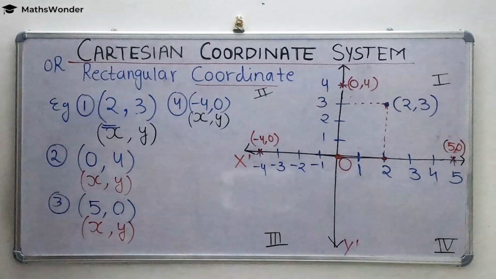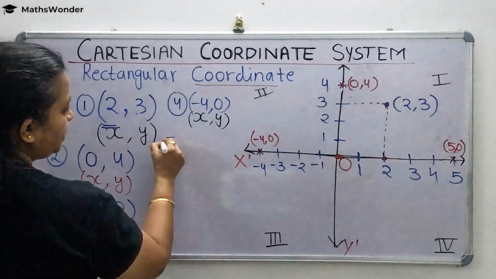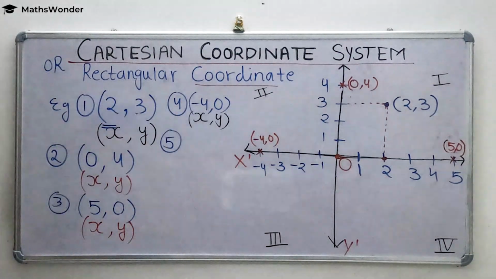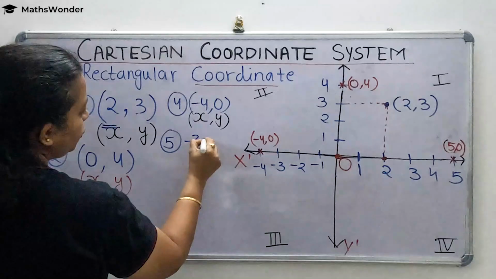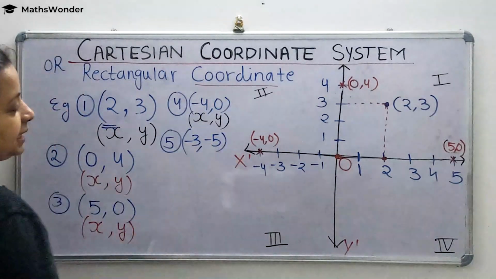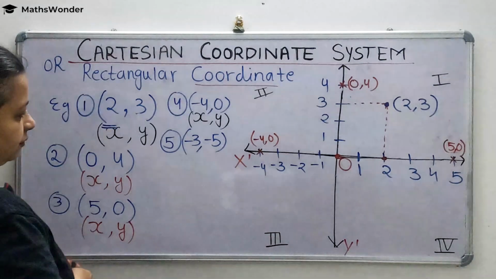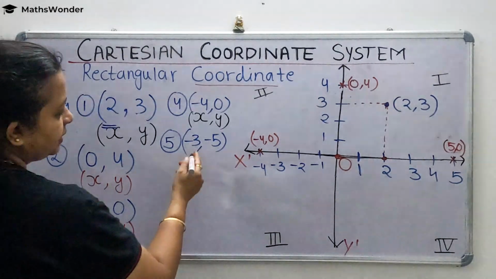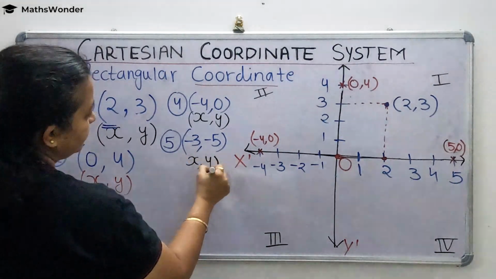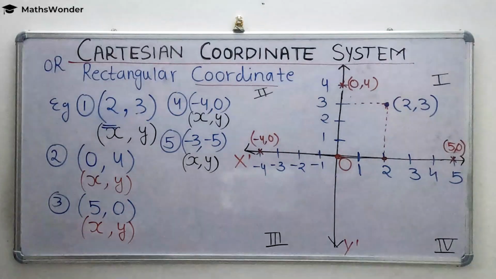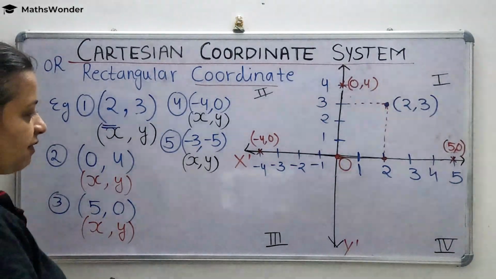Okay. Any confusion? One last. No. I am taking one last example. Actually, I am giving all types of examples. Okay. So -3 and -5. How will you plot on the number line? -3, both are what? Negative. So it will go in the third quadrant, right? X is negative, y is negative.